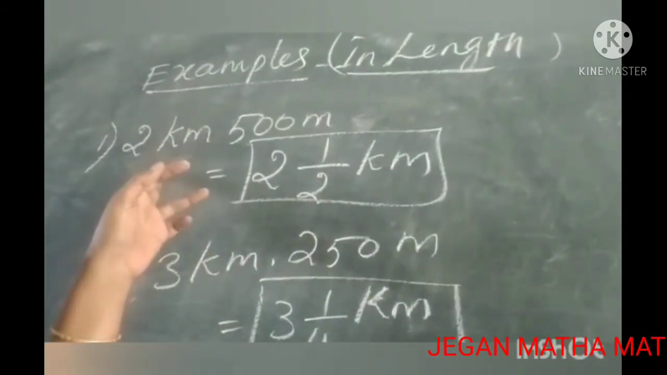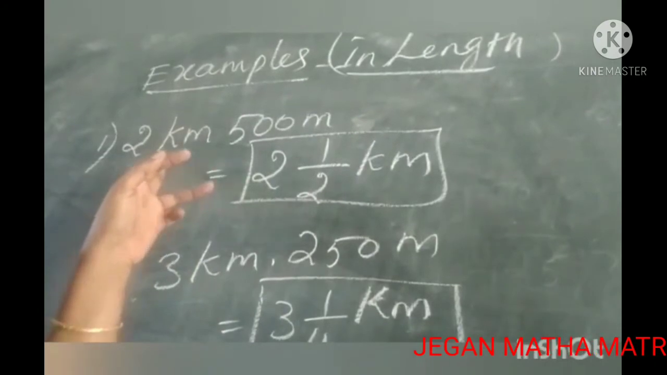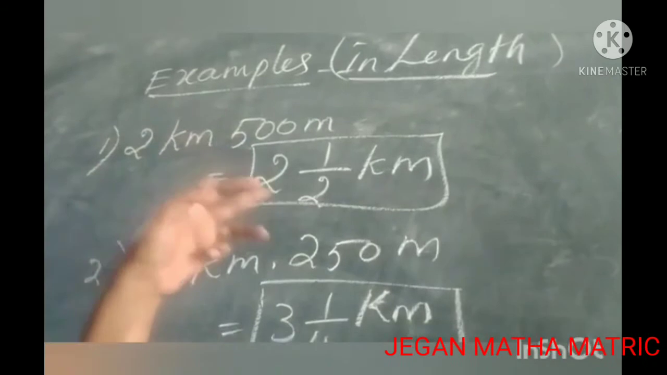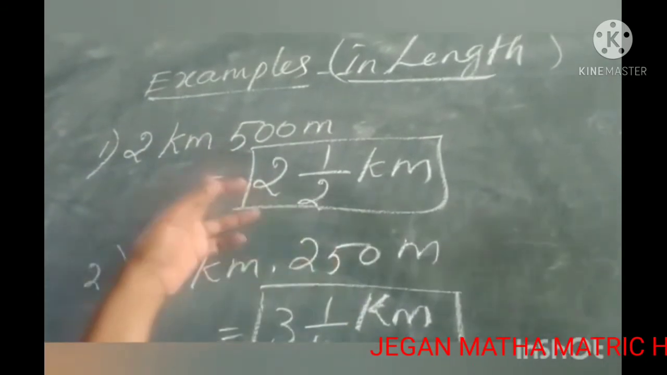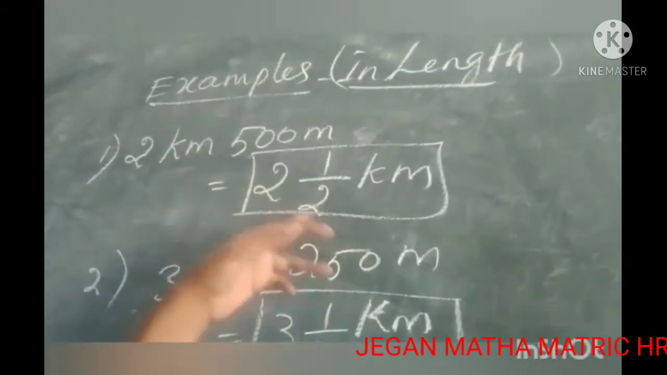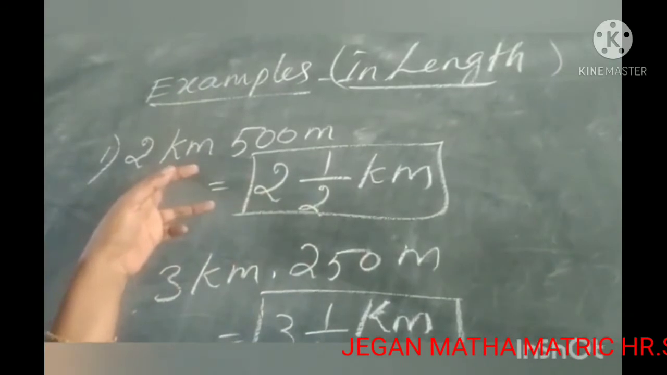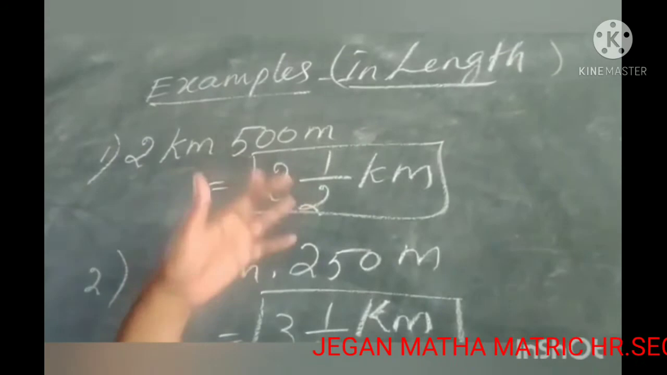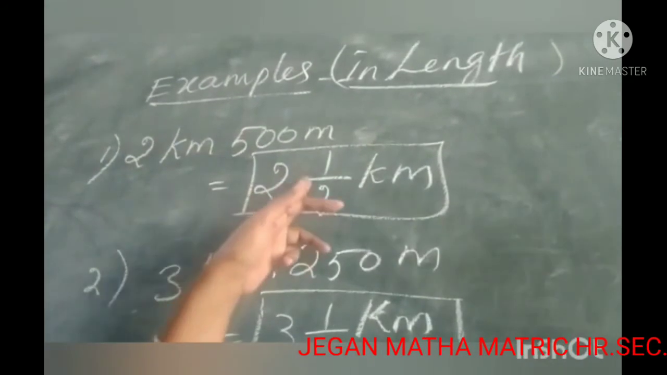The first given sum is 2 kilometer and 500 meter. Using fractions you have to find out. So you can convert everything into kilometer. Here 2 kilometer, you can put the 2. For 500 meter, half of the 1000, that is 500. So you put the 1 by 2.